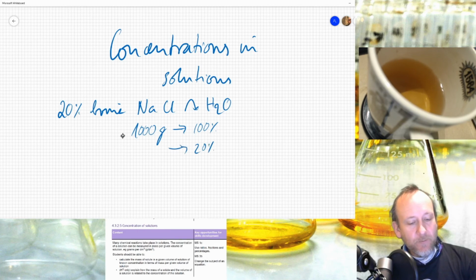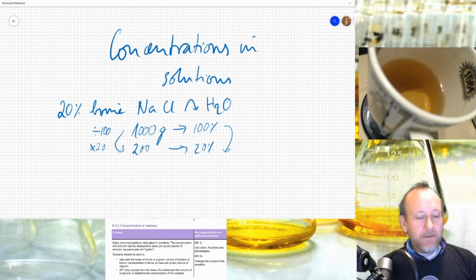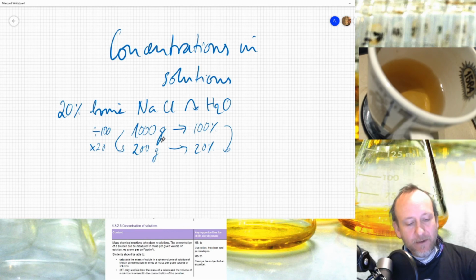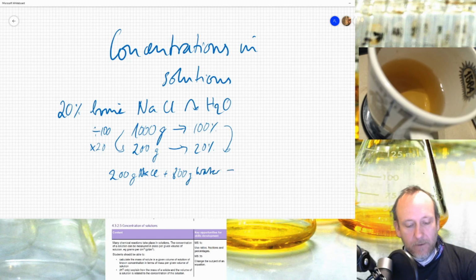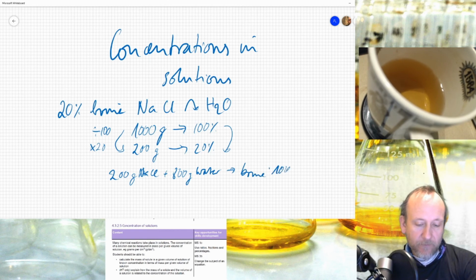Then you just need to calculate what that is in terms of grams. So you divide 100 by 100 and times it by 20. You do the same on the left-hand side, 100 times by 20, and what you get is 200 on the left-hand side. So you've got 200 grams of sodium chloride, and you add that so that it makes 1,000 grams, because that's 100% of what we want. So 200 grams of sodium chloride to 800 grams of water gives me 1,000 grams of the brine solution.